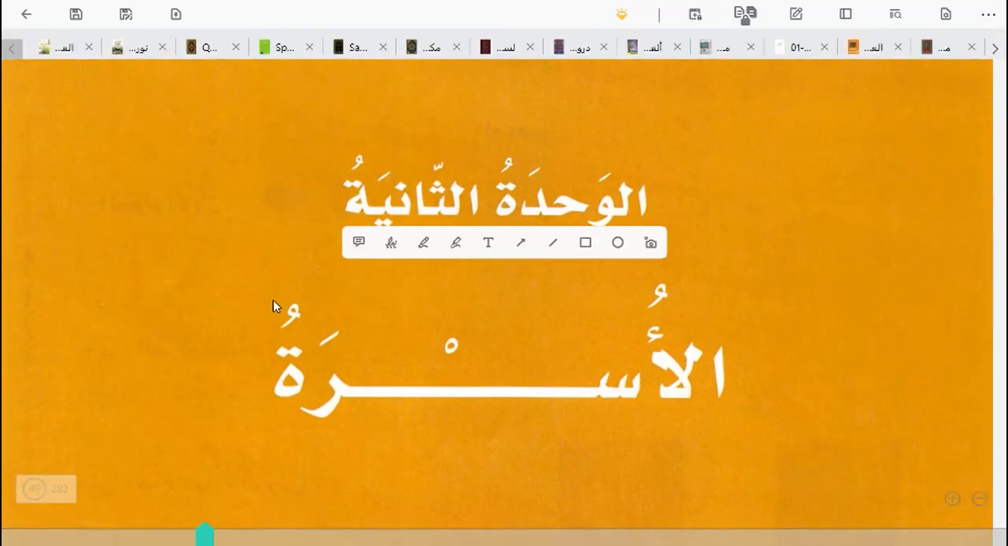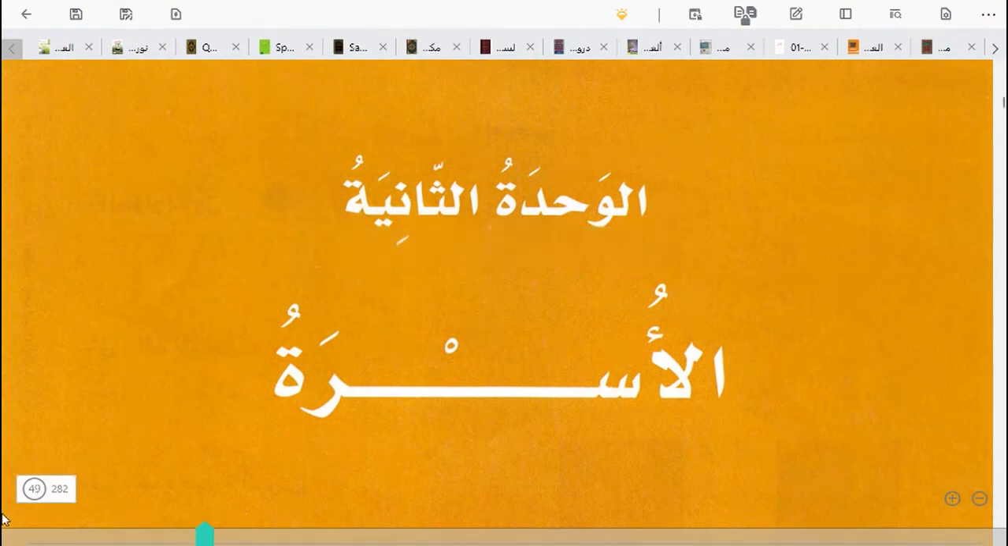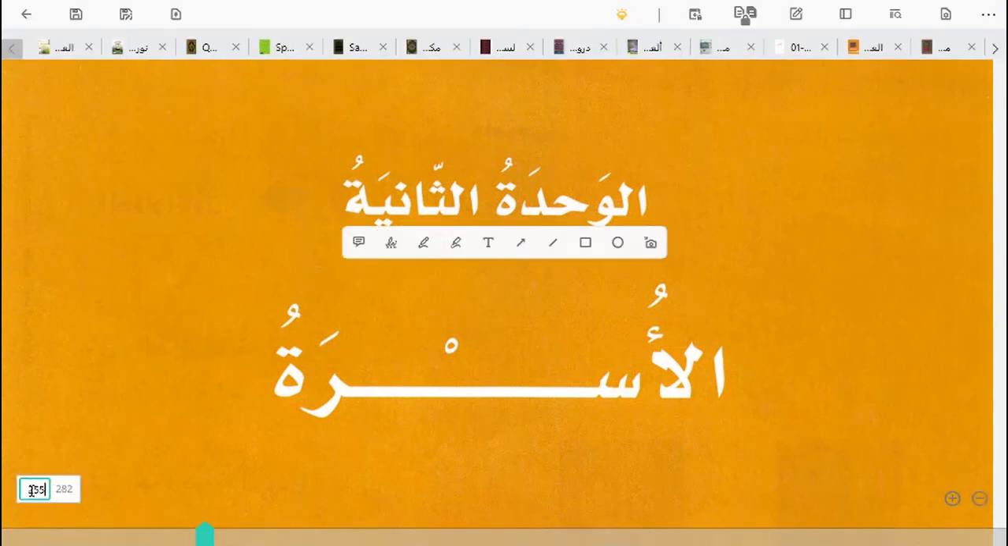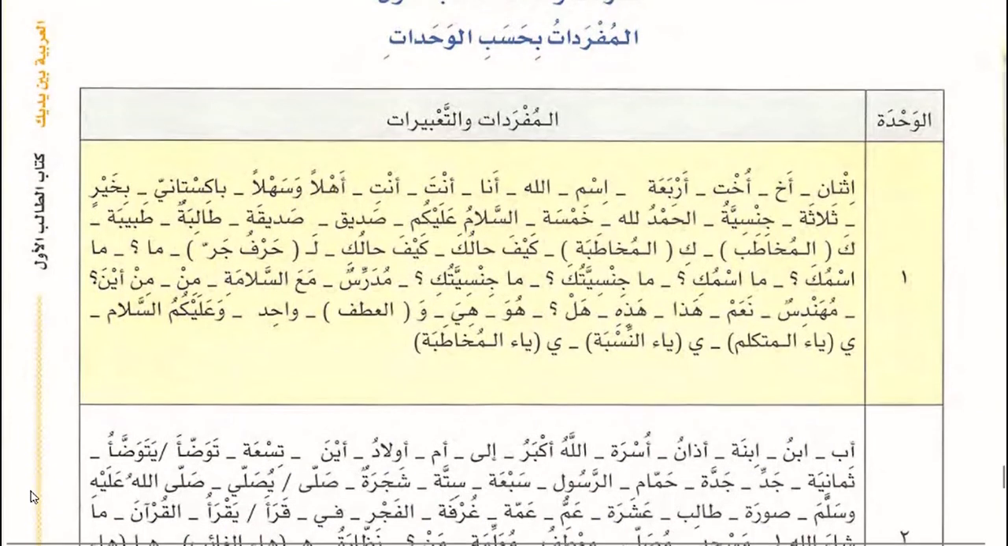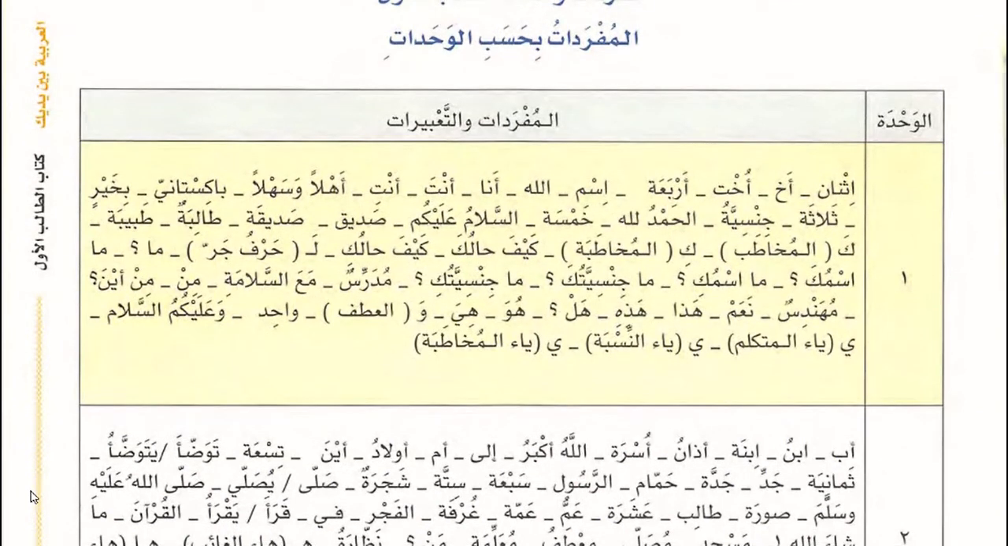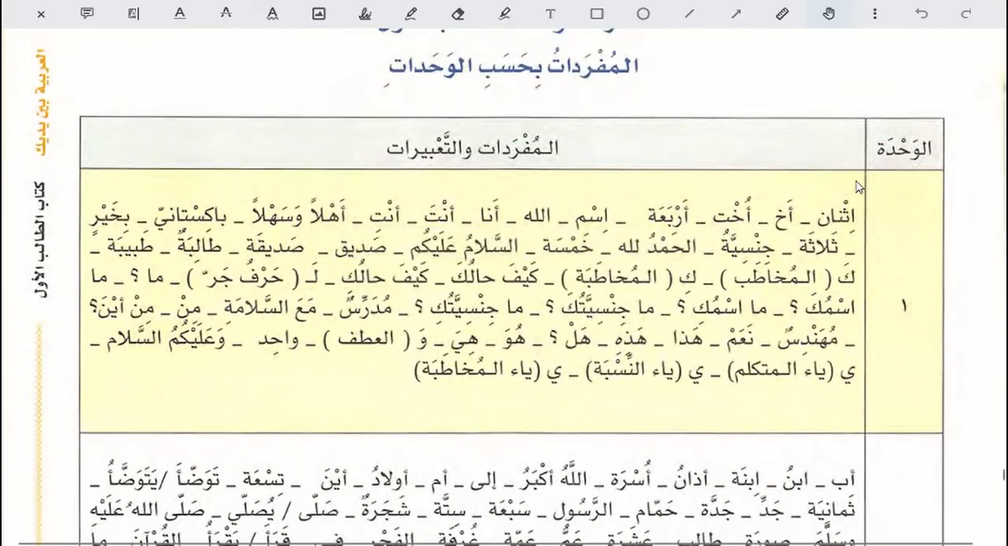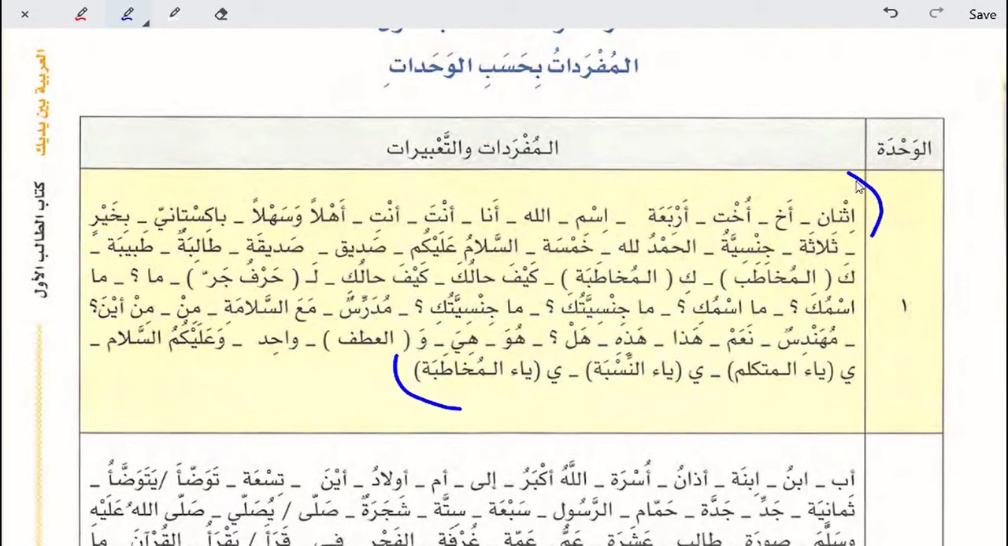Next we have Al-Wahdatu Thaniya. Here we have one more very important thing to do, which is on probably page number 255. This is the vocabulary of whatever you have learned in the first unit of the book. This is your homework that you must do, a very important thing, because to learn Arabic the first thing we need is vocabulary. So now you will write these words which start from Ithnan and go until here. You will write these words in your notebook and then write their meanings.